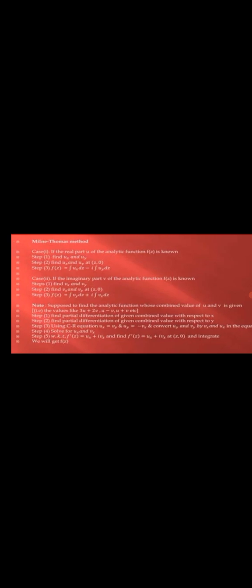The cases are: if the real part u of the analytic function f of z is known, three steps are followed. First step, find ux and uy; second, find ux and uy at z comma 0; and third, f of z equal to integral ux dz minus i integral uy dz. Case 2, the imaginary part v of the analytic function f of z is known, three steps are followed. First find vx and vy, then find vx and vy at z comma 0, and third, f of z equal to integral vy dz plus i integral vx dz.